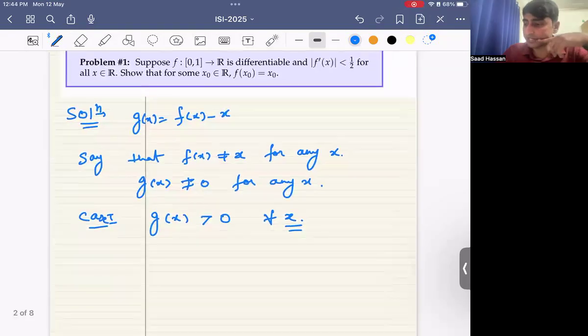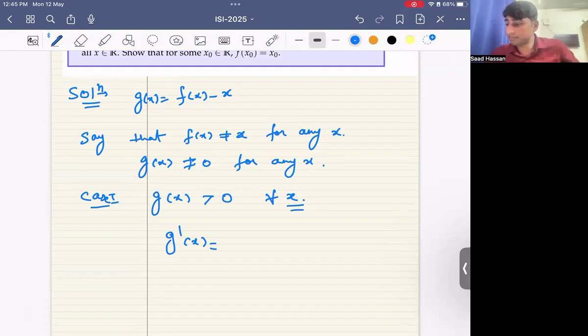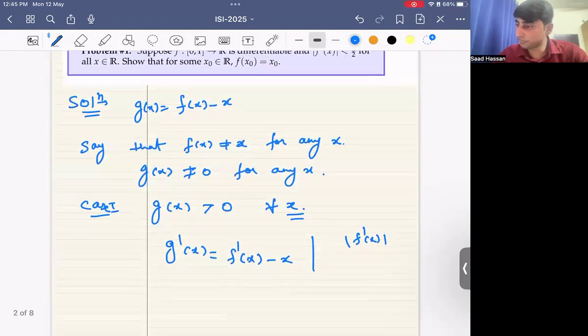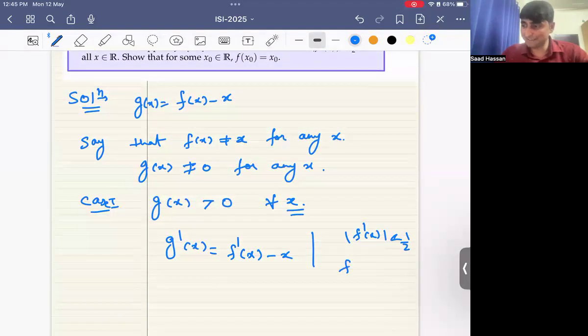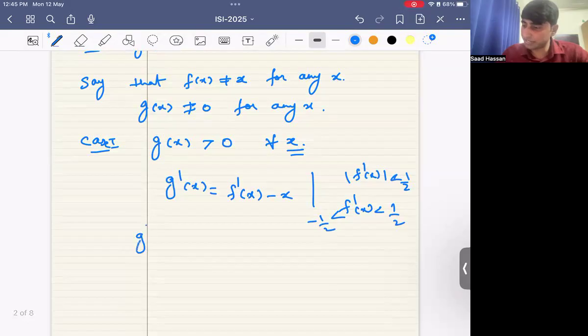What we do know is, हमें पता ये है कि g dash x जो है वो in fact equal to f dash x minus x. अच्छा, think about f dash x. What's f dash x? So f dash x का mod is in fact less than 1/2. It means that f dash x lies between -1/2 to 1/2, which fundamentally means that g dash x should be equal to f dash x minus 1, not x.